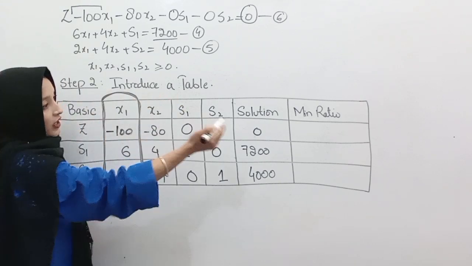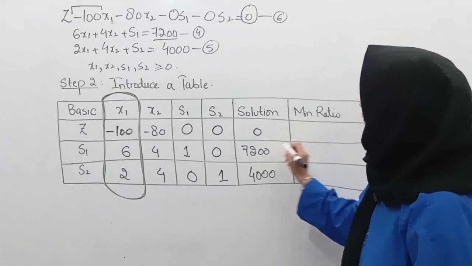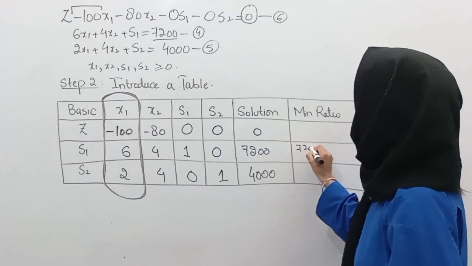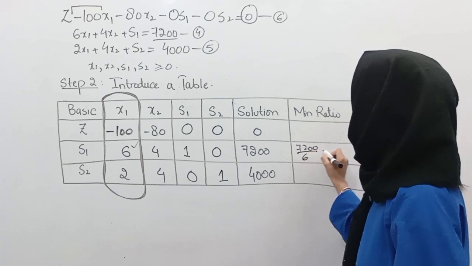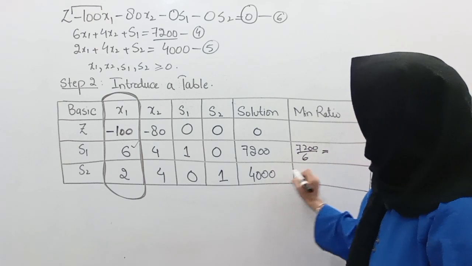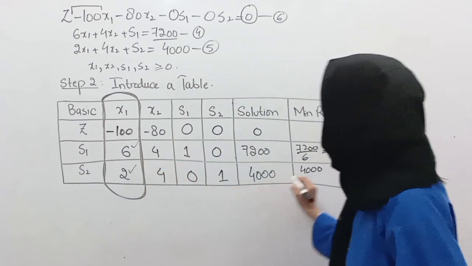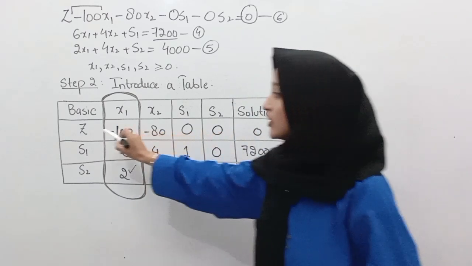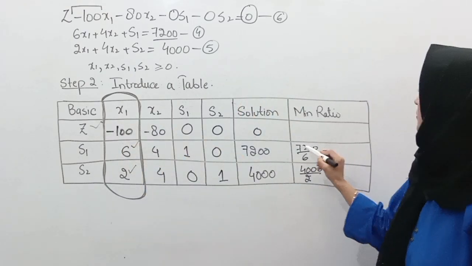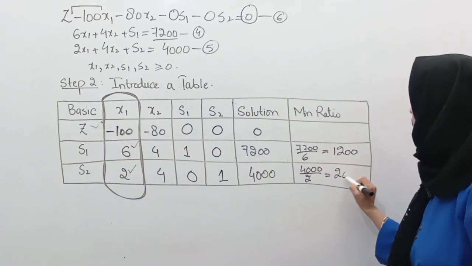Now we have to calculate the minimum ratio. To calculate the minimum ratio, divide the value of this solution, that is 7200, by this value, by 6. And also here it will be 4000 divided by 2. We do not calculate a minimum ratio for z here. And here the value will be 7200 divided by 6 equals 1200, and 4000 divided by 2 equals 2000.